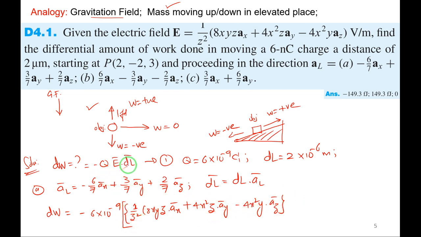Then dot dL. What is this dL? dL is equal to dL into AL. What is this dL? 2 into 10 power minus 6. And what is AL? It is given, so write it: minus 6 by 7 AX plus 3 by 7 AY plus 2 by 7 AZ.